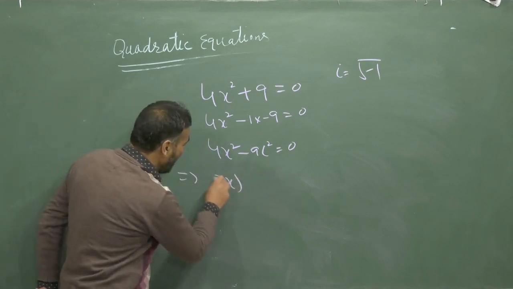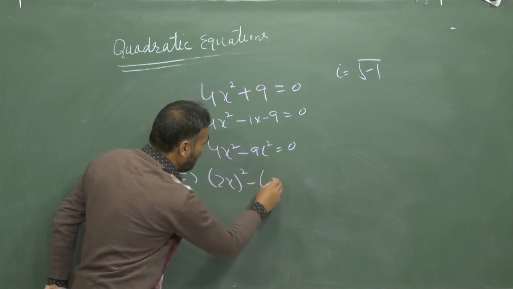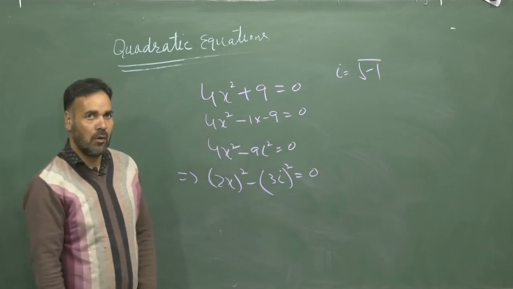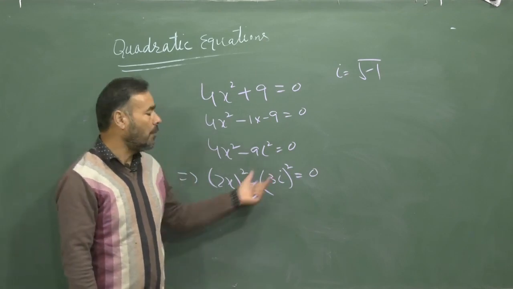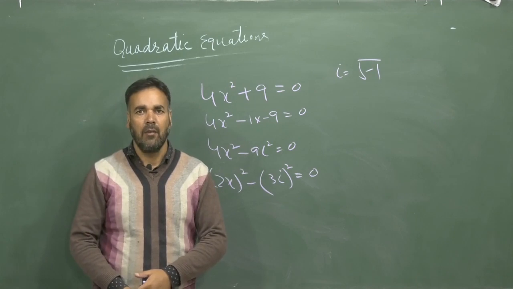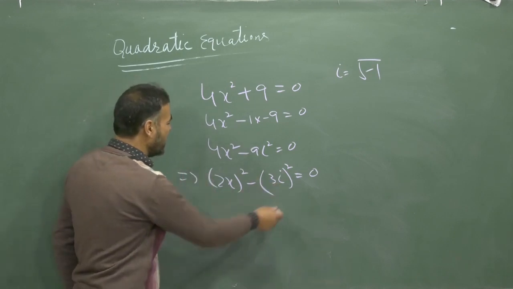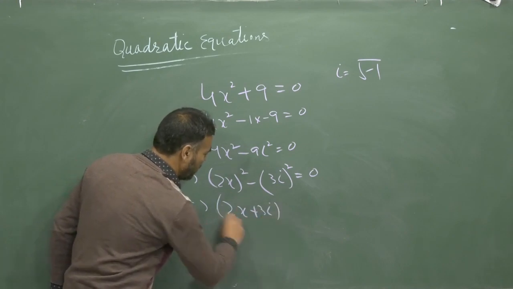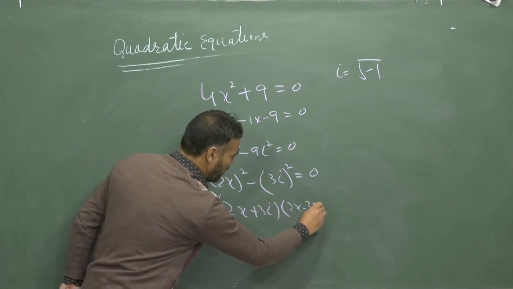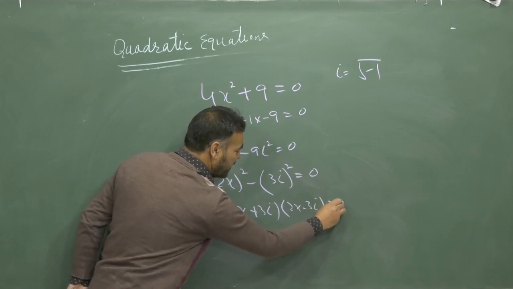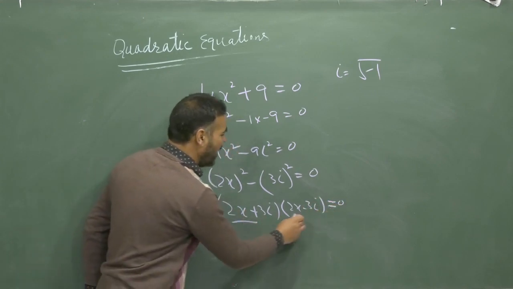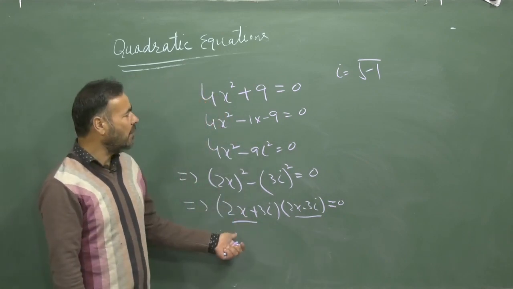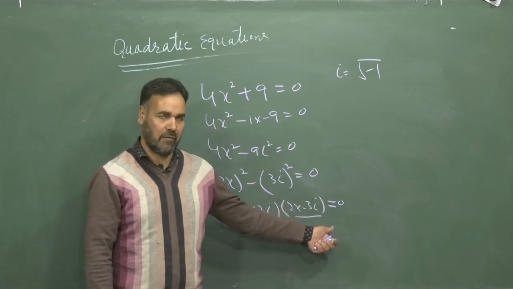4x square means 2x whole square, minus 9 iota square means 3 iota whole square, that will be equal to 0. So this is again in the form of a square minus b square. What is a square minus b square? That is a plus b, that is 2x plus 3 iota into 2x minus 3 iota equal to 0. These are said to be the two factors, and both factors cannot be equal to 0 simultaneously. Either this will be equal to 0 or this will be equal to 0.